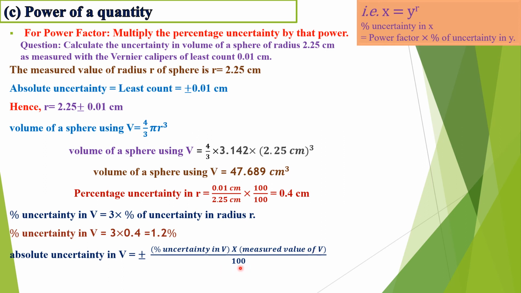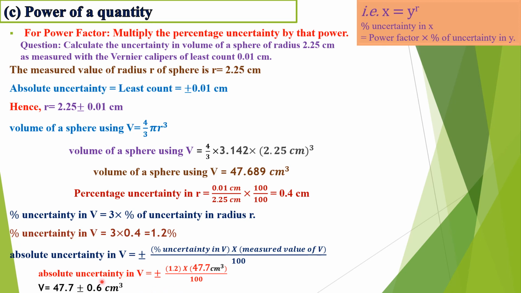We just rearrange the formula of percentage uncertainty to calculate the absolute uncertainty. Now putting the values, we get absolute uncertainty in V is equal to ±1.2 multiplied by 47.7 cm³ divided by 100. And finally we get absolute uncertainty in V, delta V, is equal to ±0.6 cm³. And we know that we write the final answer as V is equal to measured value ± absolute uncertainty in V. So V is equal to 47.7 ± delta V 0.6 cm³.